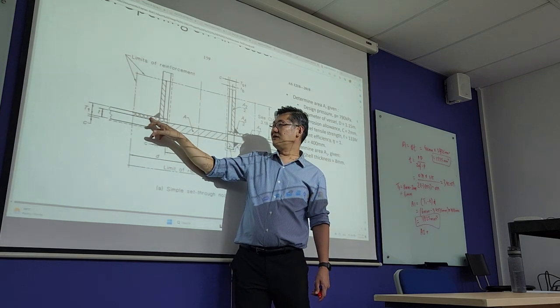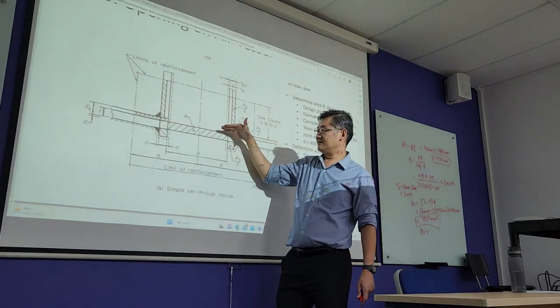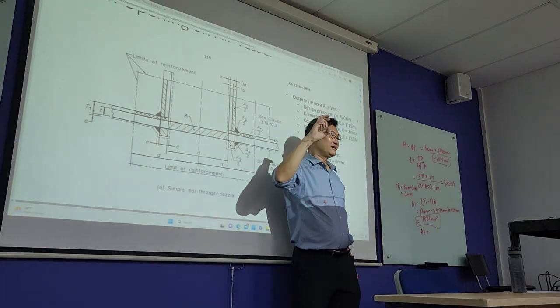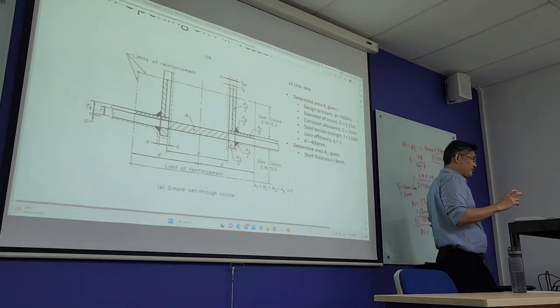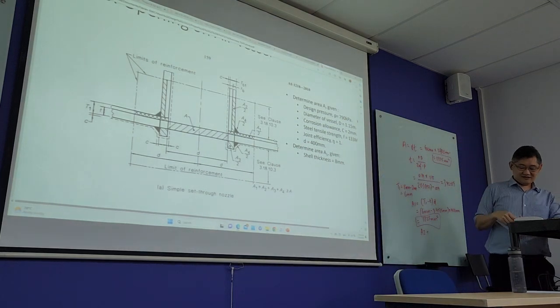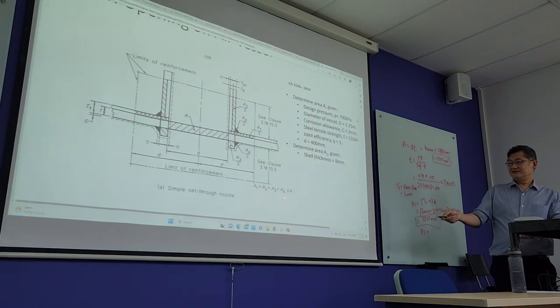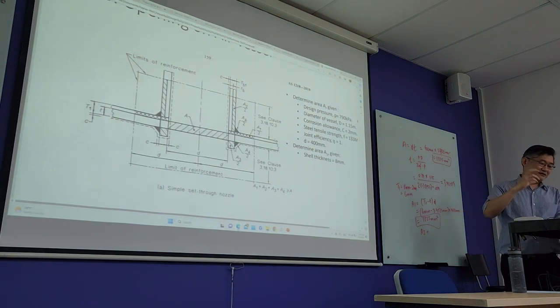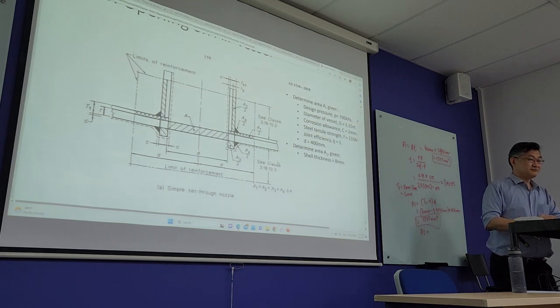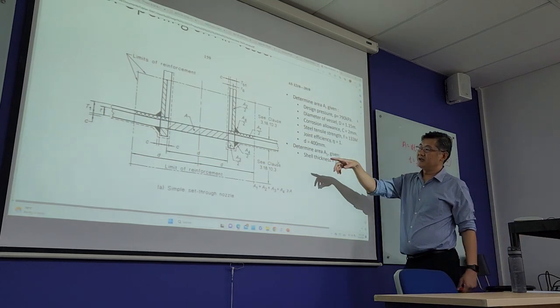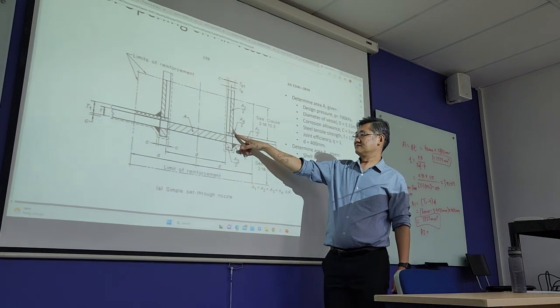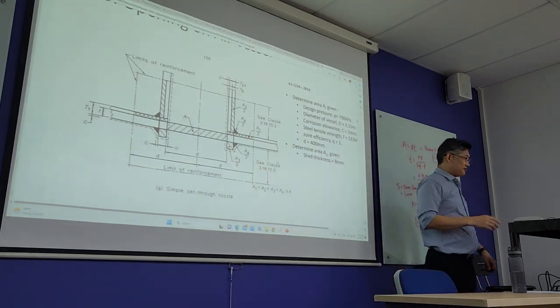So this part is A1, and on top of A1, the reinforcing ring is called A5. Unless the area is smaller than the cutting area. So how to get A4? A4 is the welding. But how to calculate? Okay, very good.